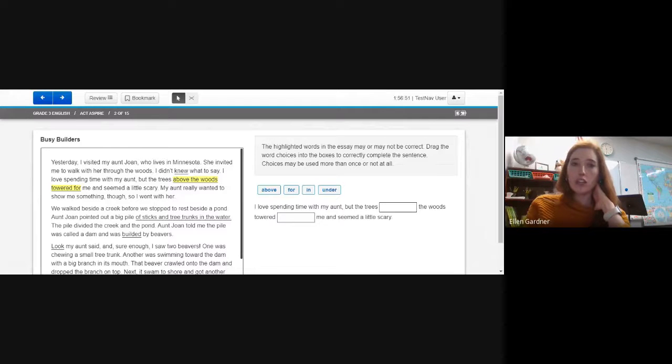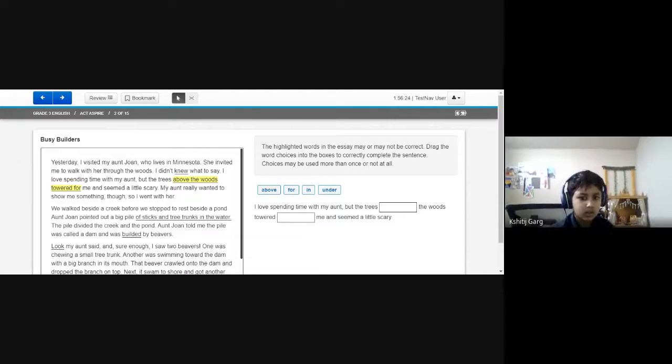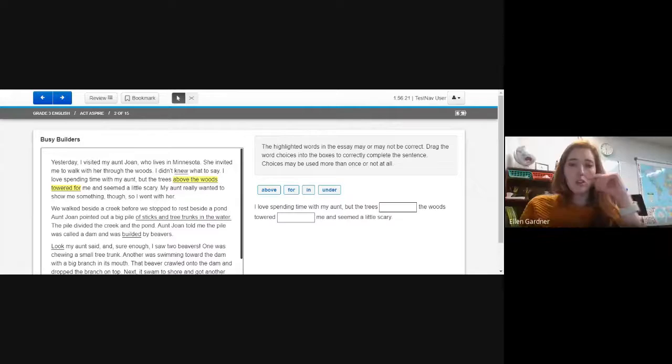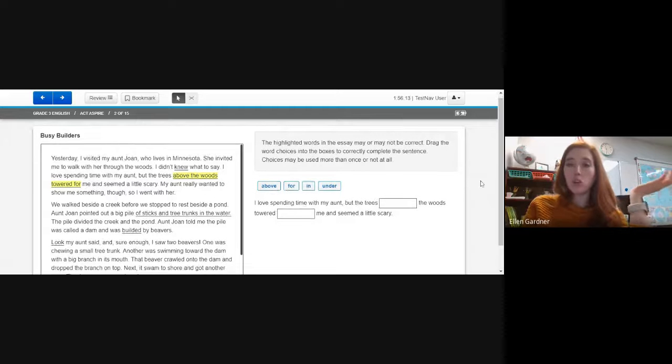Kshitij, would you read the question on the right? This whole section, what do we need to do? The highlighted words in the essay may or may not be correct. Drag the word choices into the box to correctly complete the sentence. Choices may be used more than once or not at all. So we would drag some words over there. Says we could use possibly some more than once or not at all.